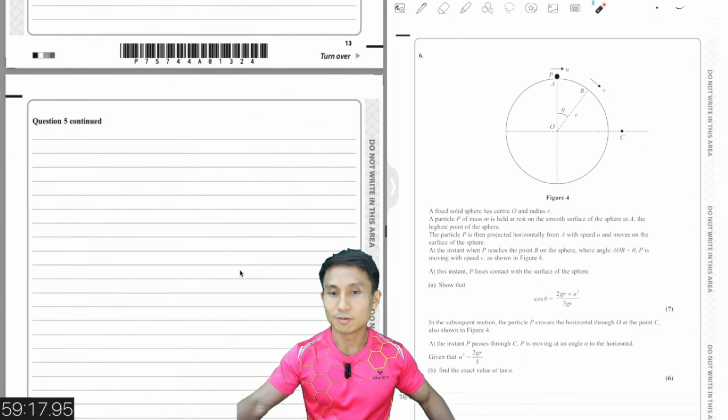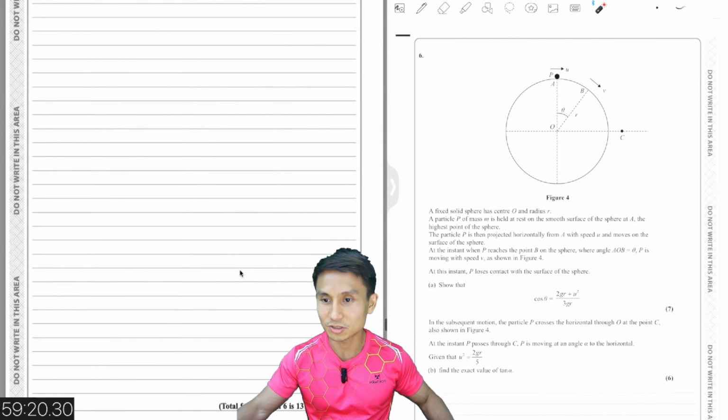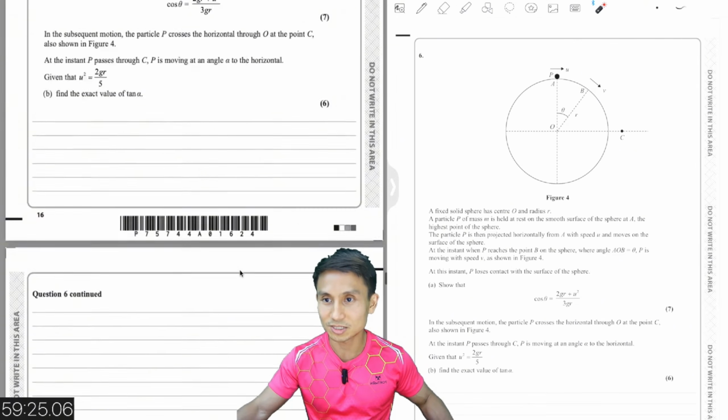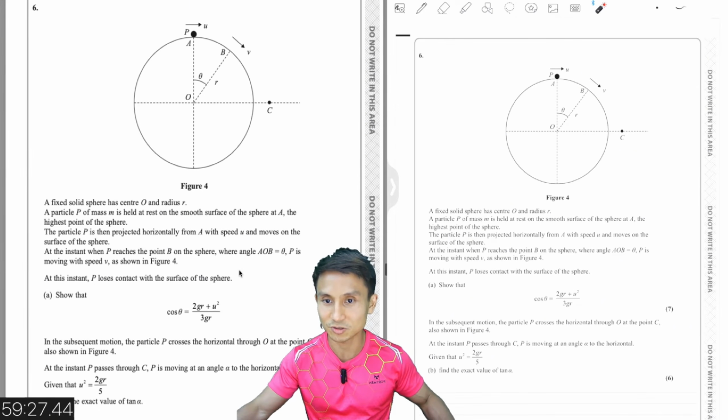So that's why it topples. Okay. Number 6, we're at 1 hour. How many questions? 7, I hope. Yes. Okay, we are cool. Number 6, vertical circular motion.